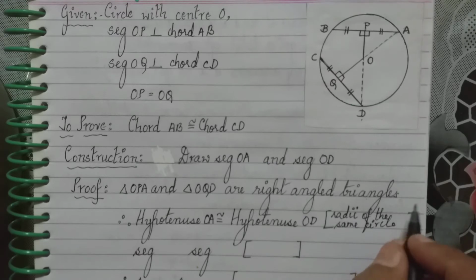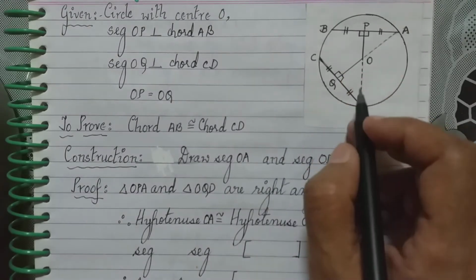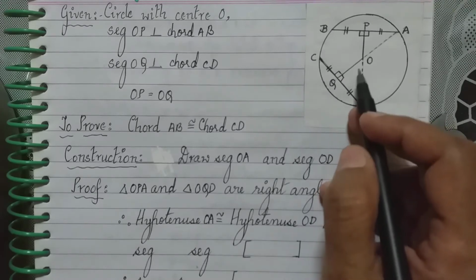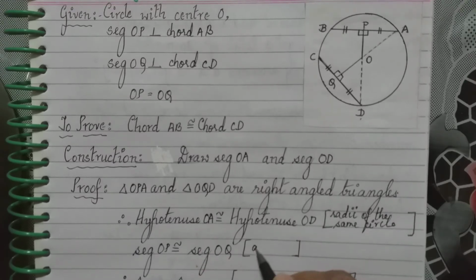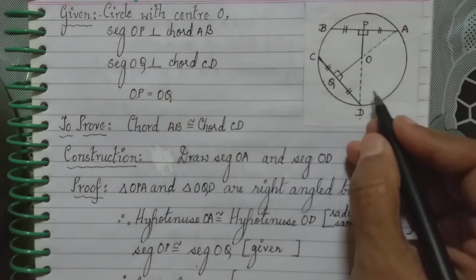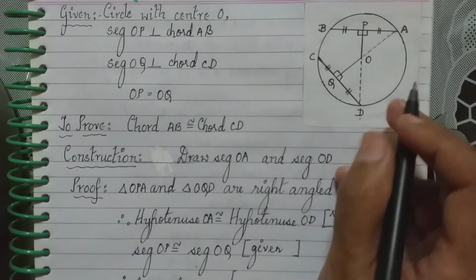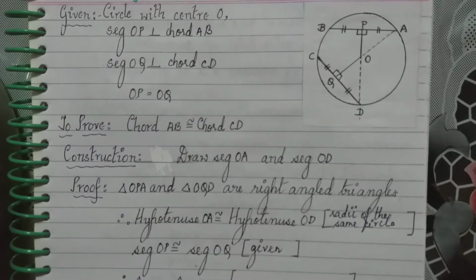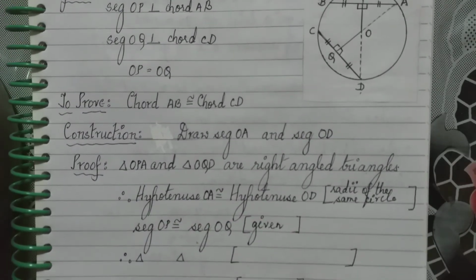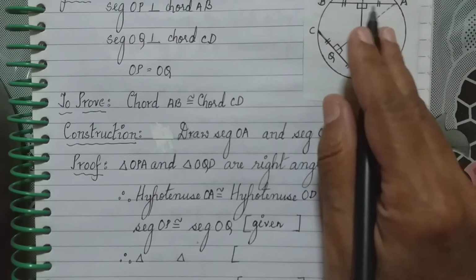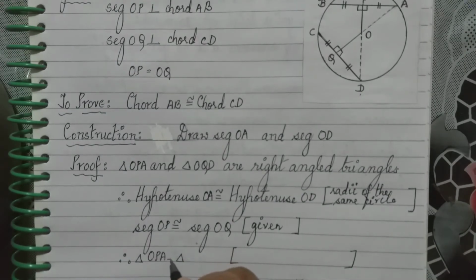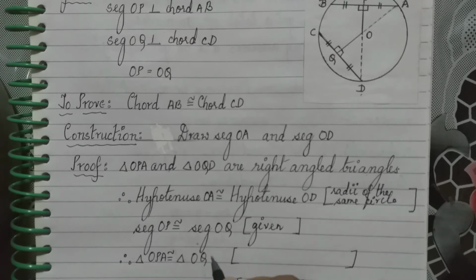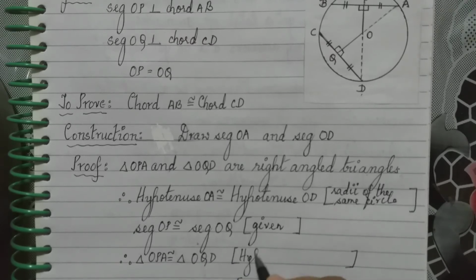Once we have written the hypotenuse, now we have to take a pair of sides. Now these sides, we know that segment OP congruent to segment OQ, which was given. So we write directly segment OP congruent to segment OQ, given, because the distance of the chords from the center of the circle was congruent to each other. Therefore, we can say now the hypotenuse is congruent, one pair of sides are congruent. Therefore, triangle OPA is congruent to triangle OQD by the hypotenuse side test.